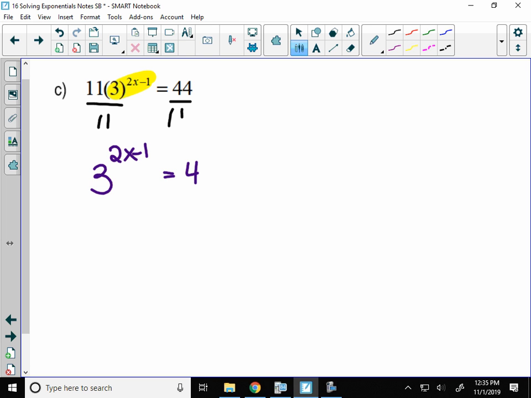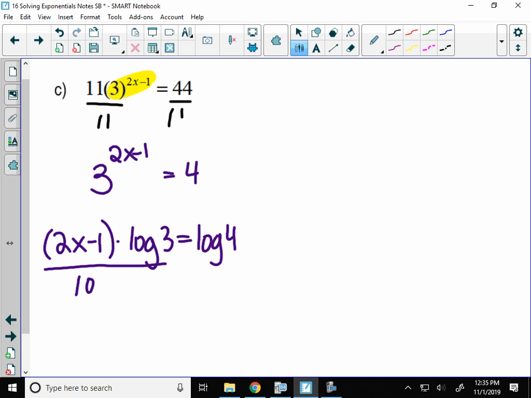Now it's the same process to start. I take the log, which pops that whole exponent down. I'm going to write it in parentheses because it helps me remember that I'm not moving the 2x or the 1 or anything until after I get rid of that log. And how do I have to get rid of the log here?